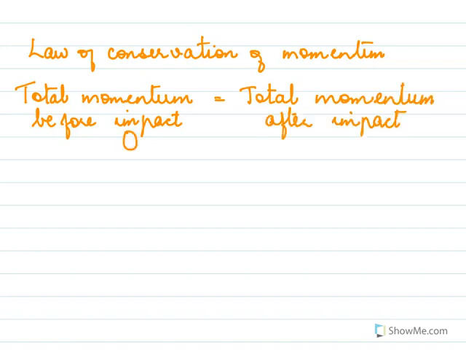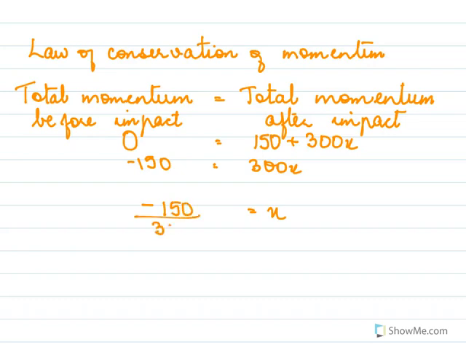Now we saw total momentum before impact is 0 because both were at rest, the girl as well as the boat. But after impact it was 150 of the girl and 300x of the boat. So when we solve this we get minus 150 equal to 300x, and we'll get x equal to minus 150 over 300. So x equal to minus 1/2 meter per second. So x equal to minus 0.5 meter per second.